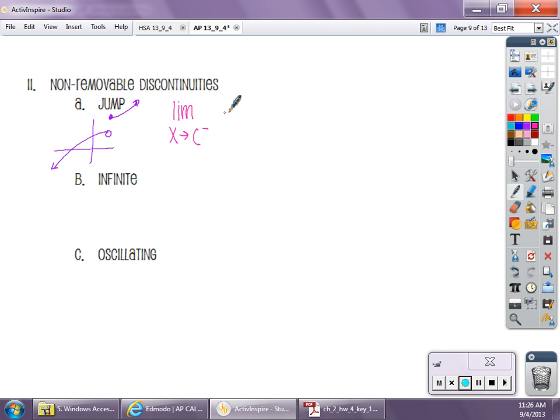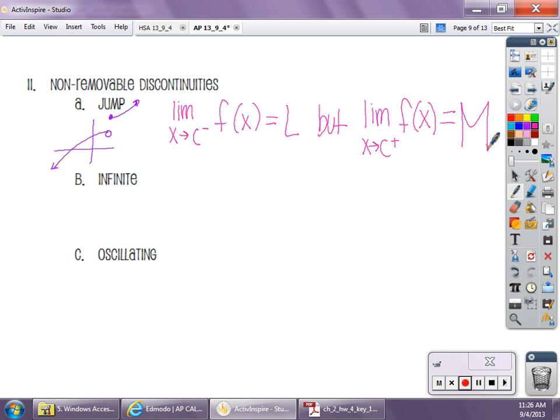As you come in from the left of a jump discontinuity, is there a limit? Yes. What's wrong when you come in from the right? Is there a limit? Yes, but it's different, so we use a different letter. That's how we say they both have limits. Jump discontinuities both have limits. They're just not the same limit. So what does that also say at c? The limit doesn't exist.